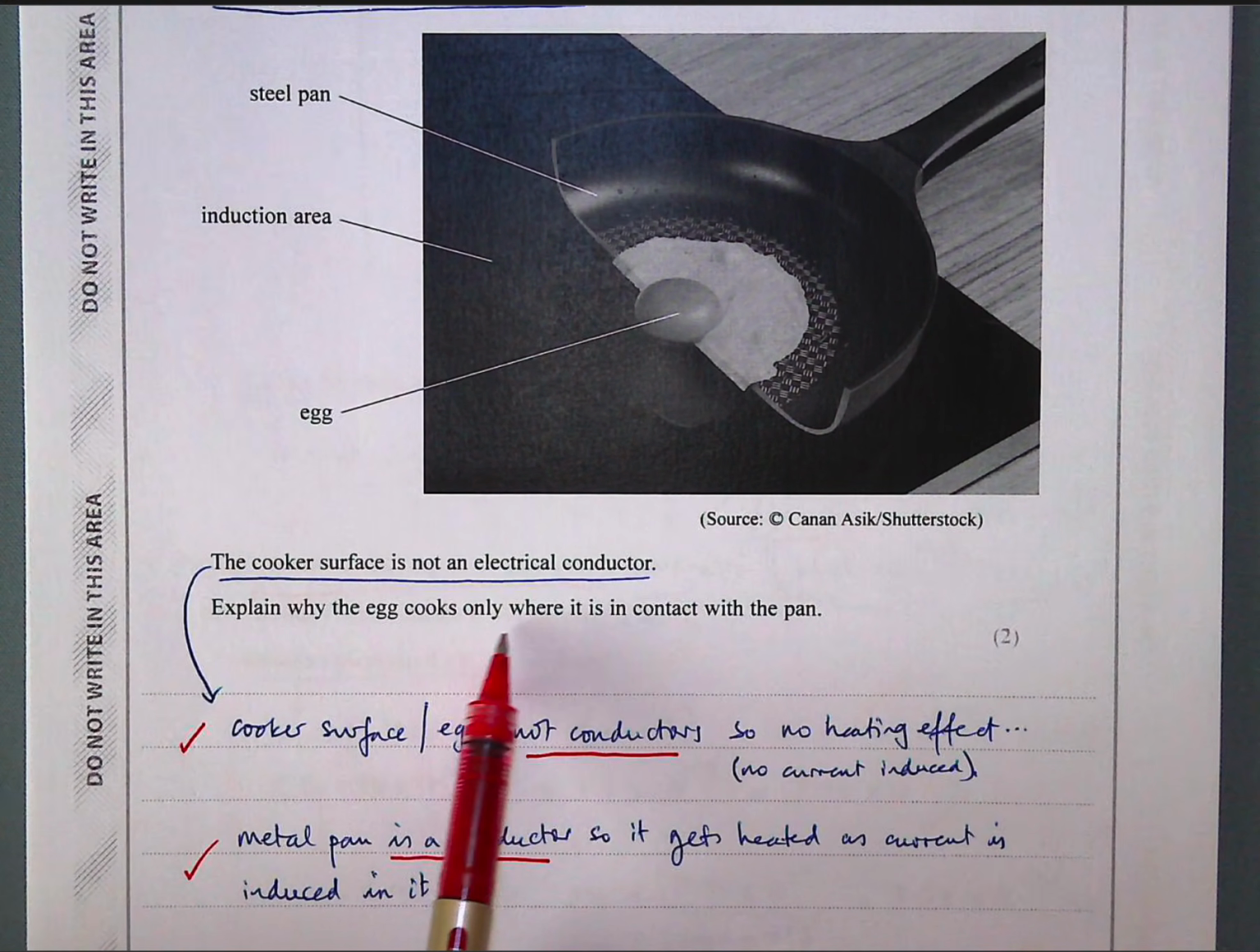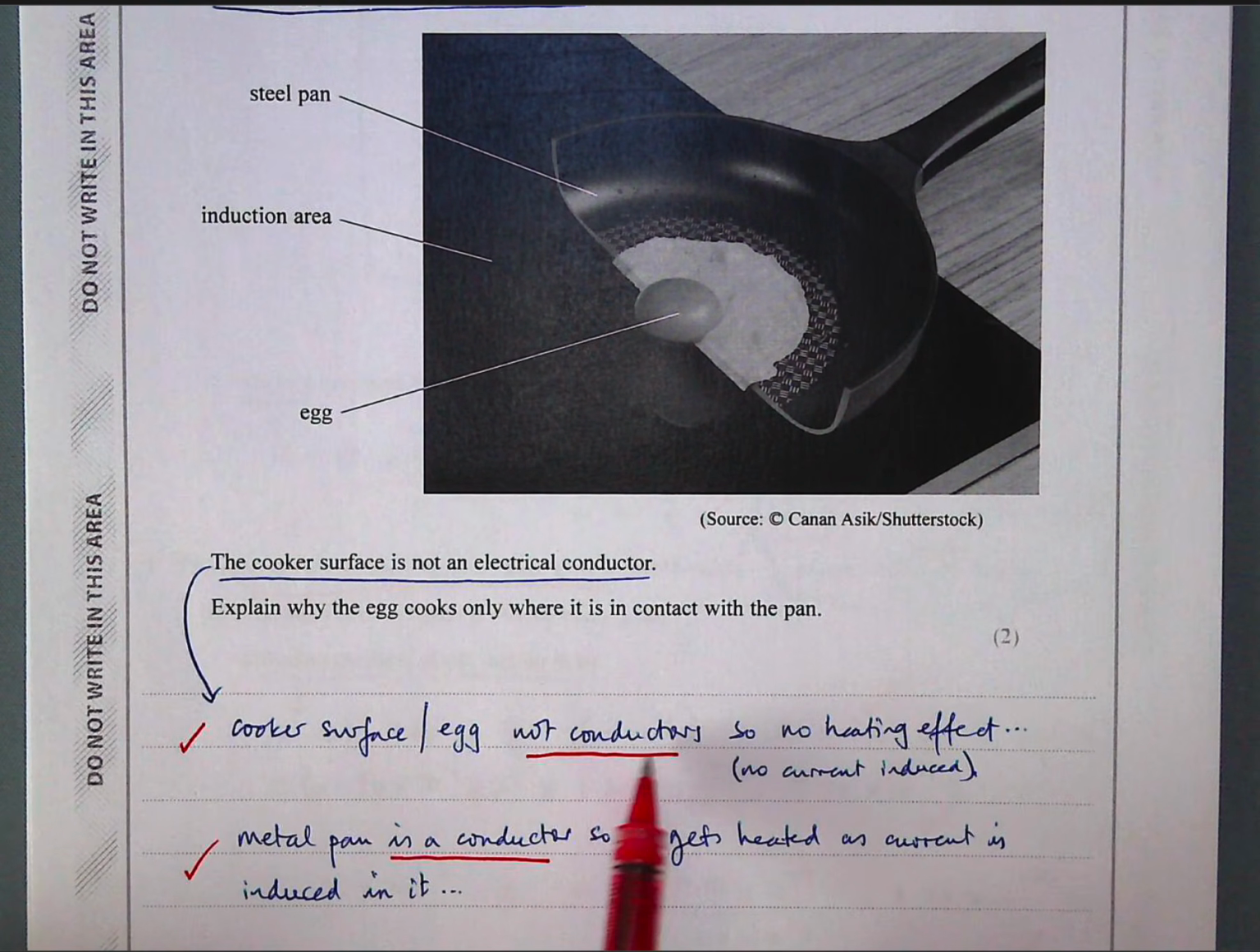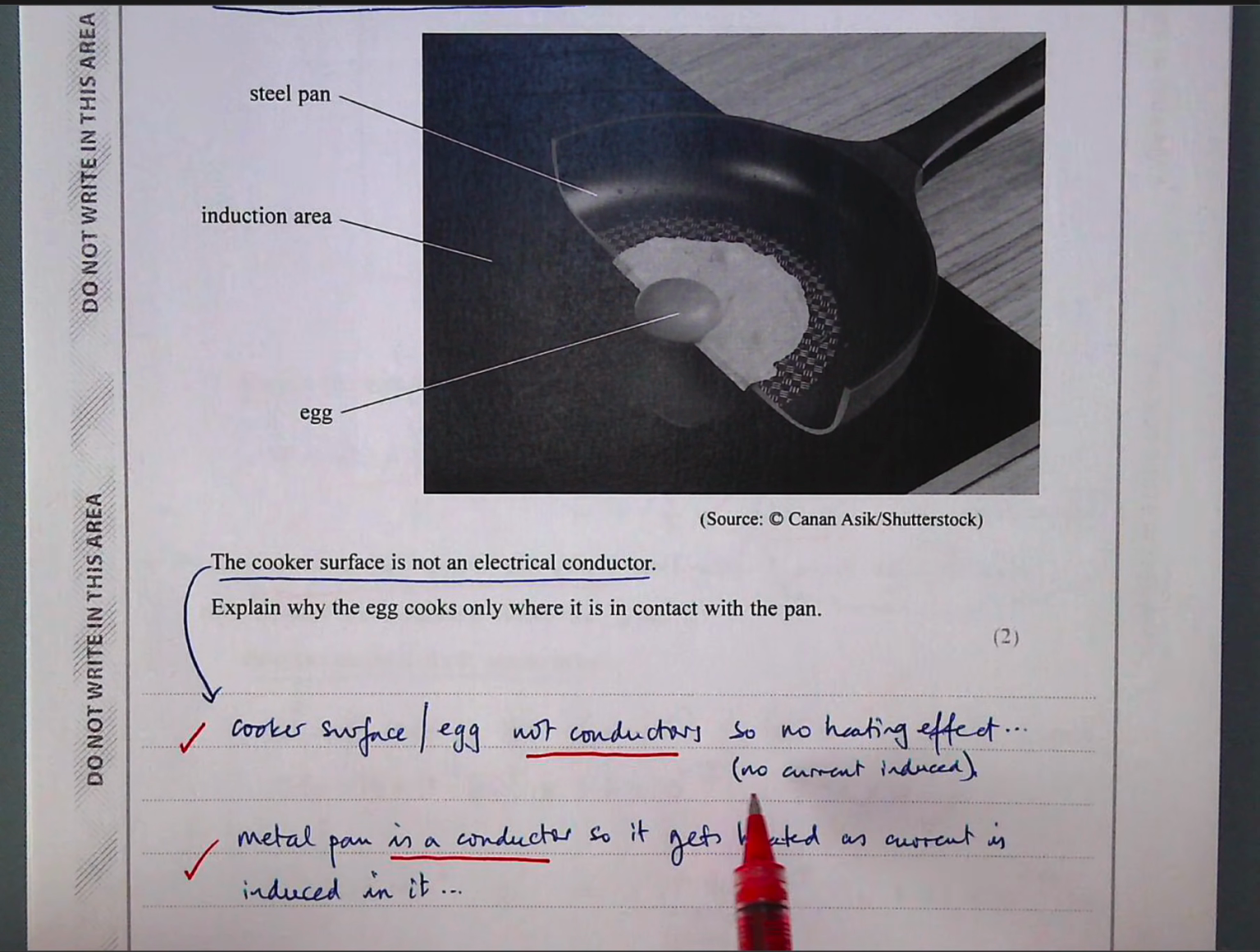Explain why the egg cooks only when it's in contact with the pan. Well, the cooker surface and the egg are not conductors, so no heating effect, no current or EMF is induced in non-conductors, so that's 1 mark. But the metal pan is a conductor, so it gets heated as current is induced in it, so only that half of the egg gets cooked. Okay, that's your 2 marks.